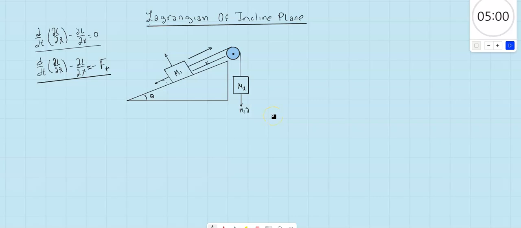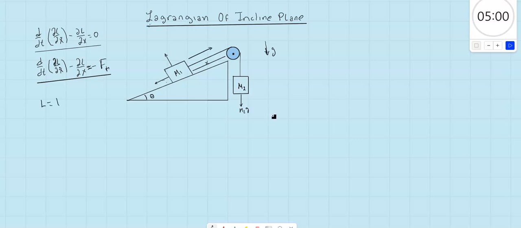Okay, today we're going to be doing the Lagrangian of an inclined plane. We have an inclined plane with two masses and a pulley, gravity downward, and we have our Lagrangian right here and our other Lagrangian, because we're going to do one with friction. So the first thing we need to do is find the kinetic energy.